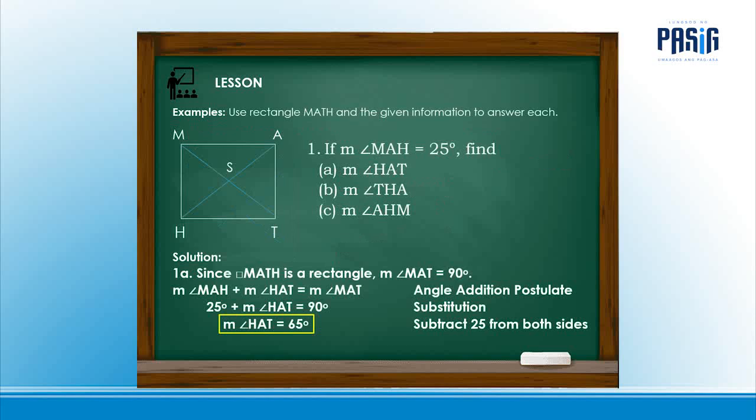So let us now have the solution to solve for angle HAT. Since quadrilateral MATH is a rectangle, measure of angle MAT is equal to 90 degrees. So the measure of angle MAH plus the measure of angle HAT is equal to the measure of angle MAT by angle addition postulate. Now let us substitute the given values. 25 degrees plus the measure of angle HAT is equivalent to 90 degrees. And then, subtract 25 from both sides. Therefore, the measure of angle HAT is equal to 65 degrees.